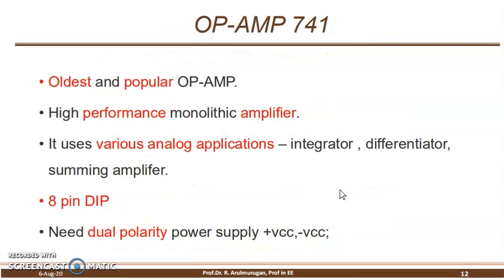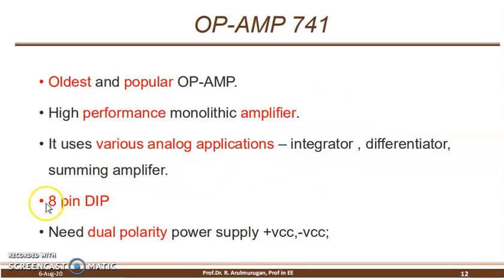Okay, next one, op amp 741. Practically, how to do the experiment: the experiment is there in the practicals. So this week you will learn about that practical experiment. You will achieve that experiment with the help of the op amp 741. It is one of the oldest and most popular op amps. Why are they using it? It is high performance, a monolithic amplifier. It is applicable in various places: integrator, differentiator, summing amplifiers.